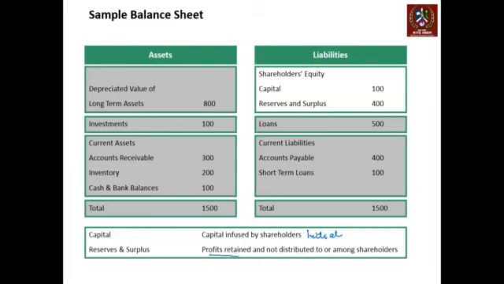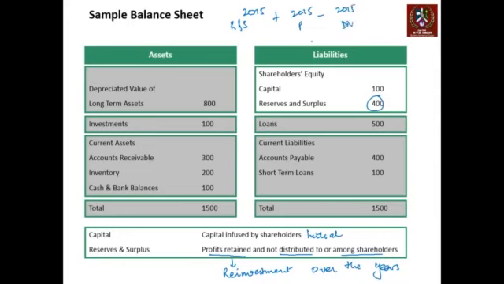And reserves and surplus is profits retained and not distributed among shareholders. So essentially, this is the reinvestment over the years. This is, remember, a cumulative number. So every year, reserves and surplus adds to the previous year's reserves and surplus, right? So if you had 2015 reserves and surplus plus 2015 profits minus 2015 dividends, that should give you 2016 reserves and surplus.